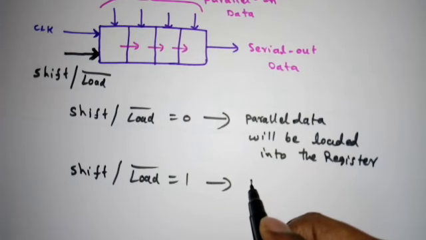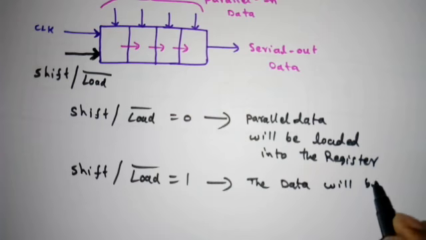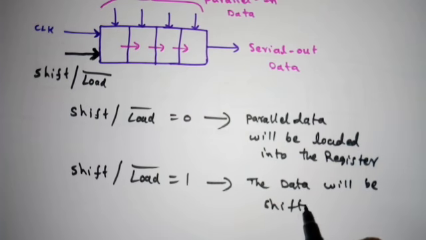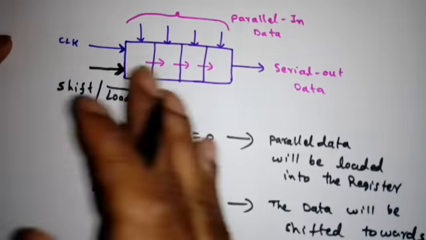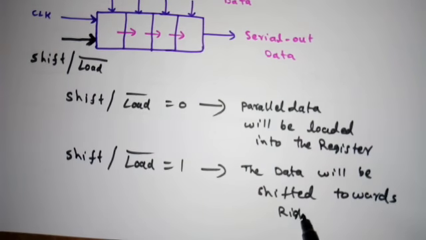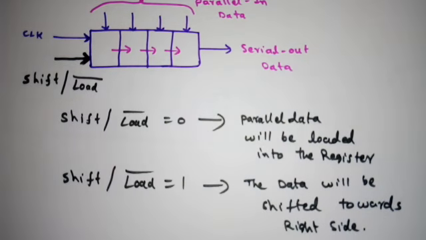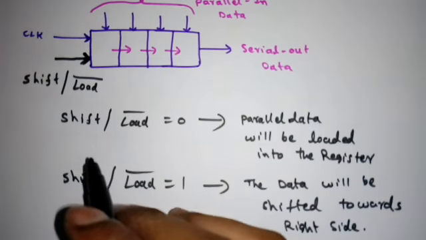Here the data will be shifted towards the right side or left side. If you see, it is towards the right side, right? So these two operations will take place one at a time, and that depends on this control input.